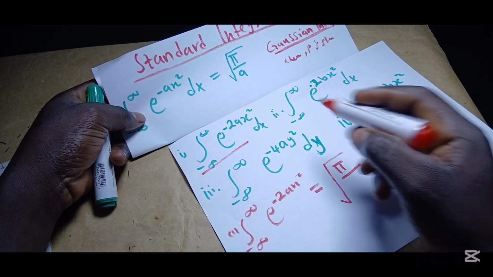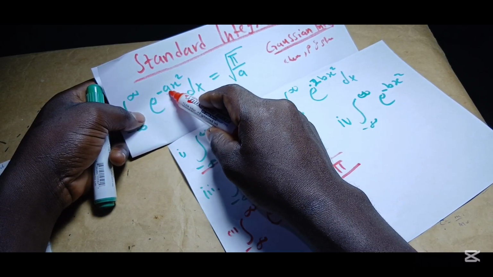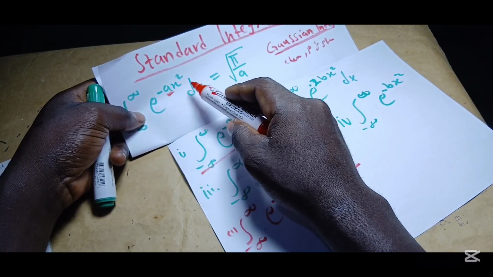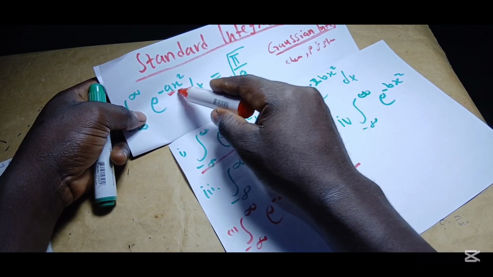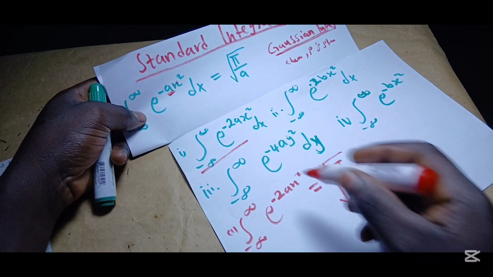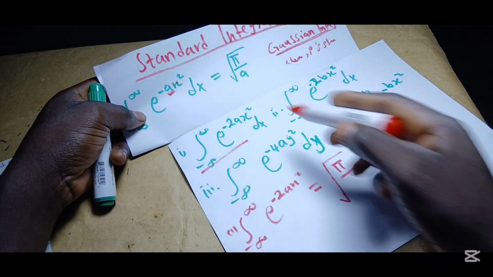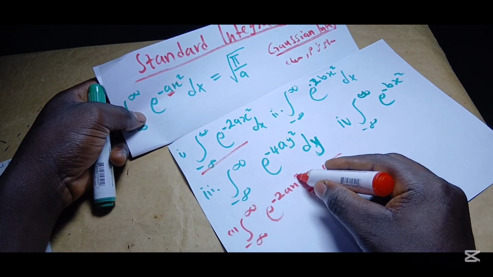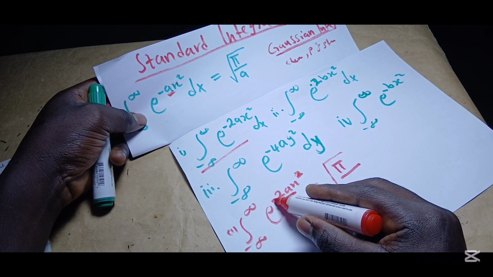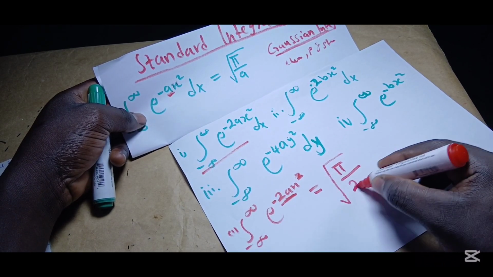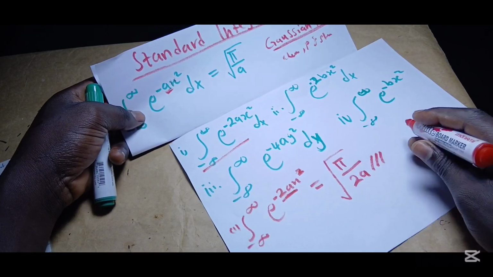What is our a? Looking at where our a is, it is the coefficient of the independent variable, the variable that we are varying, which is x squared here. So generally, a is the coefficient of x squared. So the coefficient of x squared here is 2a. We are not going to take the negative sign into consideration. So here 2a. So that is it for I.